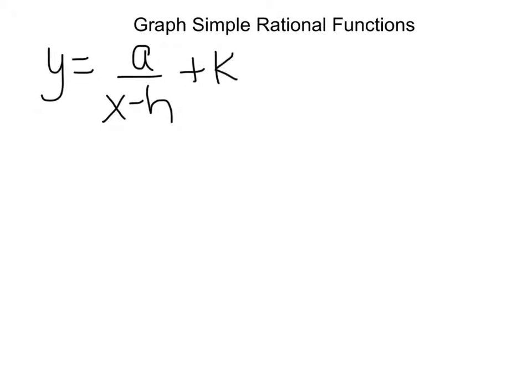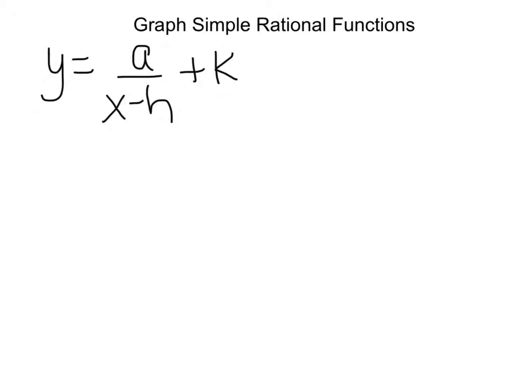In Chapter 5, we are going to graph simple rational functions. To start, we're going to look at the parent graph, which is y equals a divided by x minus h, and then we're going to add k. Now we've seen these parameters before with the parabola and other functions, and we're going to take a look at what they do today. We're going to graph these without using a graphing calculator.